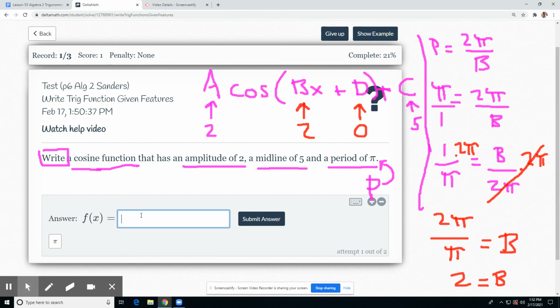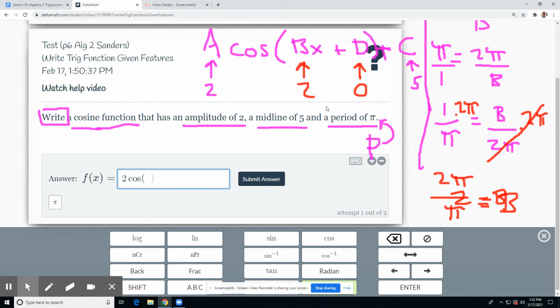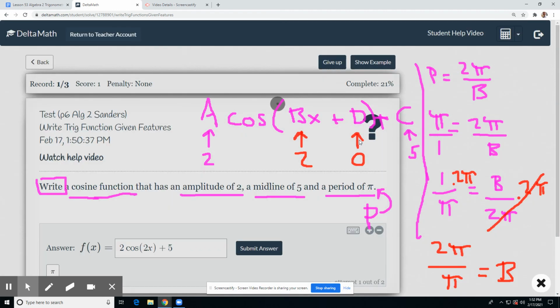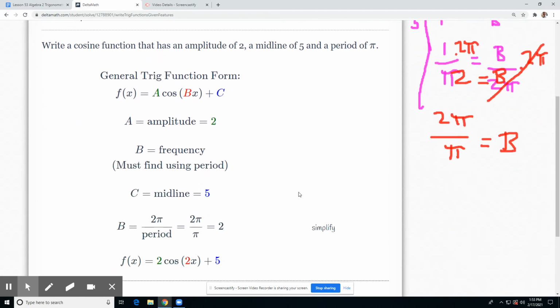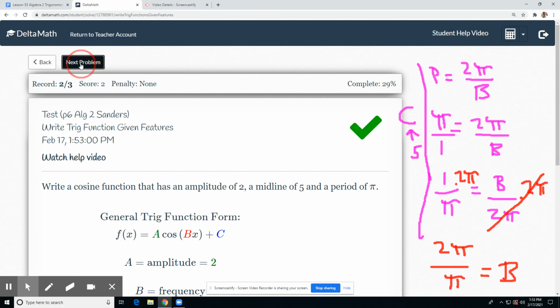Plug everything in. 2 cosine 2x plus 5. All right, so it looks like the rest of them are going to be similar to this. See if the next one's any different.